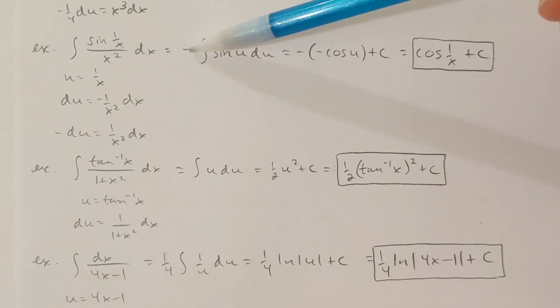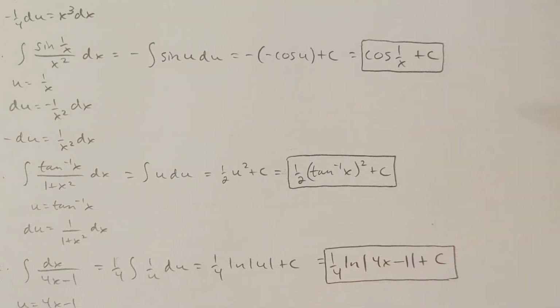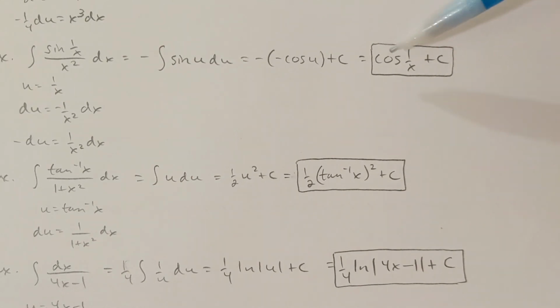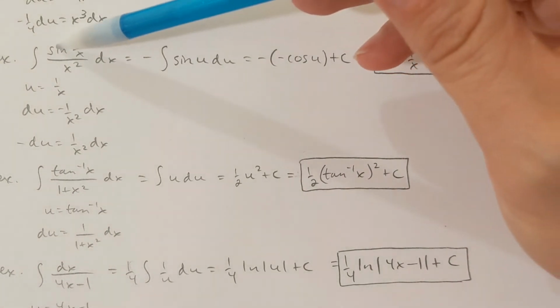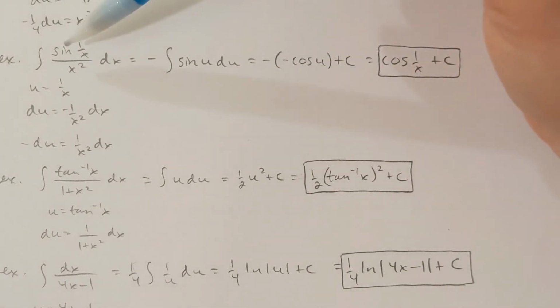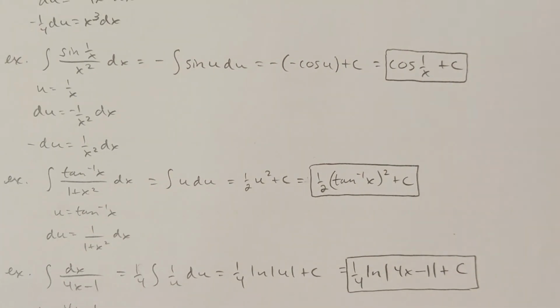And so the new integral would be negative the integral of sine of u du. The antiderivative of sine of u is negative cosine of u. Replace u there. Negative times negative is positive. So cosine of 1 over x plus a constant is my answer. If I were to quick check that, the derivative is going to be negative sine of 1 over x times the derivative of 1 over x. That'd be negative 1 over x squared. Negative times negative is positive. The derivative of a constant is always 0. You're going to get sine of 1 over x, divided by x squared, which is what we had initially.